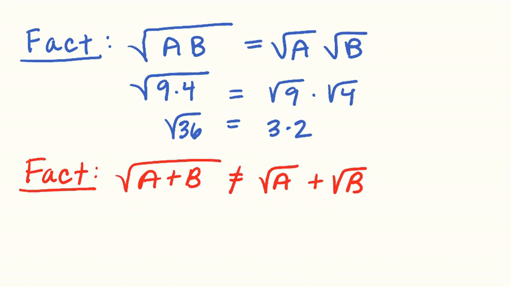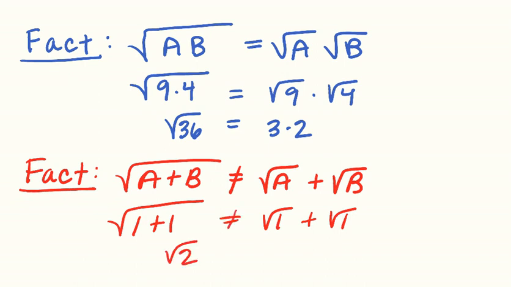Let me demonstrate why this is not true. The square root of 1 plus 1. Well, look at the square root of 1 plus the square root of 1. The square root of 1 is 1, so this is 2. The square root of 2 is not equal to 2. We know this. The square root of 2 has got to be less than 2. So don't do that. Avoid that if at all possible.